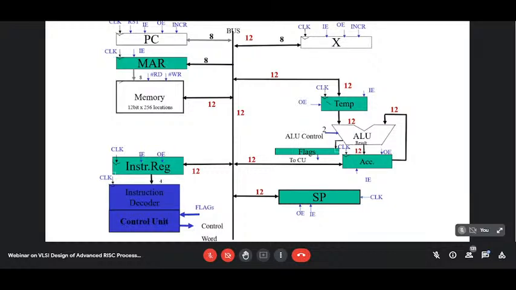Now, to get the contents of memory, the read bar signal has to be made low. So memory contents will be placed onto the bus, and wherever it goes, that should be made enable. For example, let's say we want the contents of memory to go to the accumulator. So the accumulator should be input enabled, the memory output enabled with read bar low, and the contents of memory will go to the register. In that way, the flow of information is maintained within the CPU.